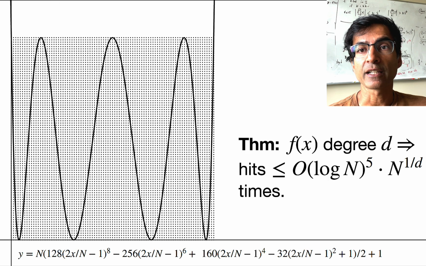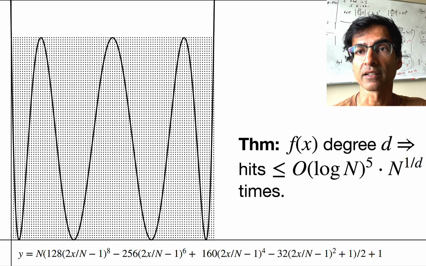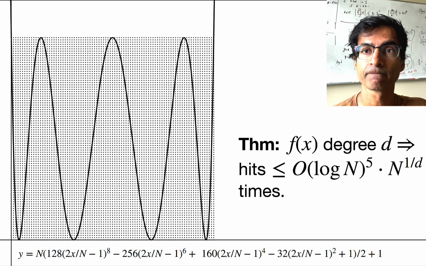In general, if you take an equation of degree d, then the curve you get can hit the grid in at most n to the 1 over d points, more or less. Okay, so up to some polylog factors, the number of points that the equation can hit is n to the 1 over d.